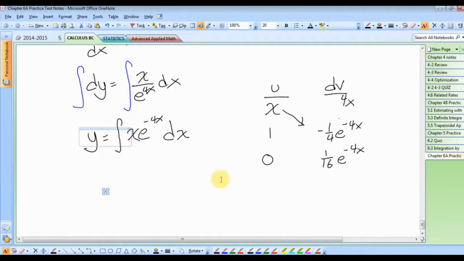Okay, let's continue. Great. We have equals negative 1/4 x e to the negative 4x. That's positive. Minus 1/16 e to the negative 4x plus constant.